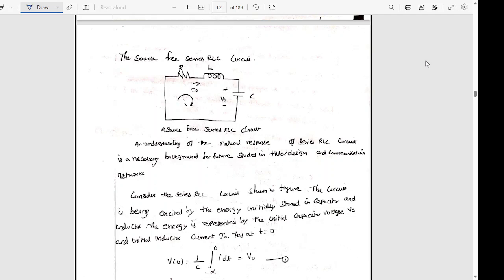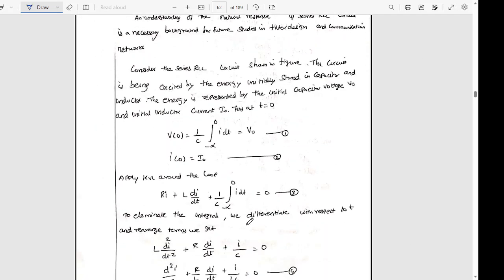So let us consider a series RLC circuit. Let us assume that the circuit was already excited by some source. Due to that, initially there is a charge stored in the capacitor as well as the inductor. Based on the stored energy in the capacitor and inductor, there will be a response. The stored initial energy we call V of 0 and I of 0. V of 0 is the voltage across the capacitor, which we represent as V naught. I of 0 is the stored energy in the inductor, which we'll use as I naught.